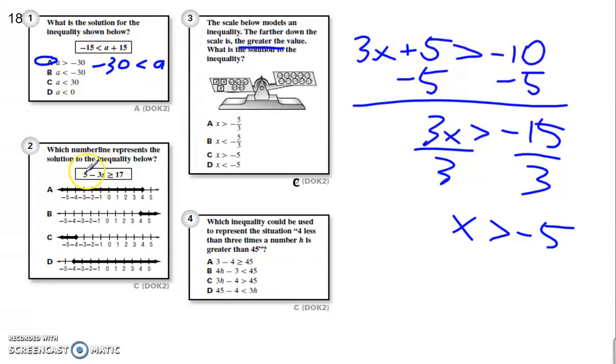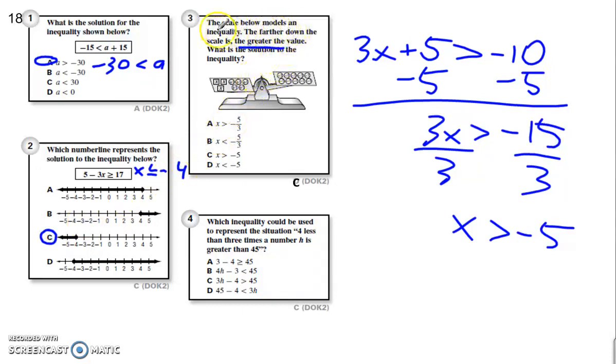In this one, we'll have to subtract 5 first. We get 12. Then we're dividing by negative 3. When we divide by a negative, the sign flips. So x is going to be less than or equal to negative 4. That means negative 4 going this way.